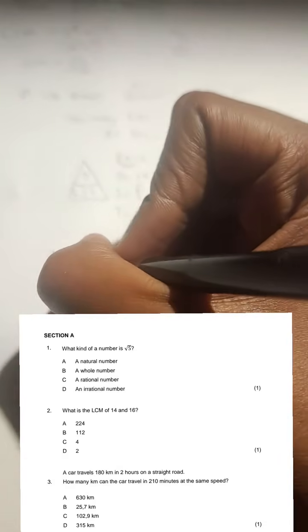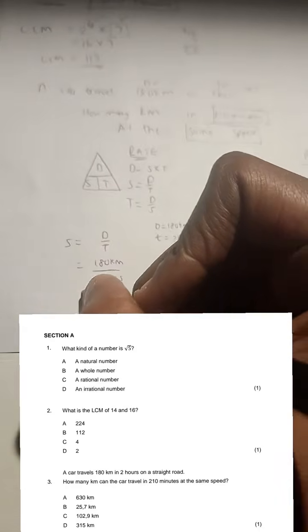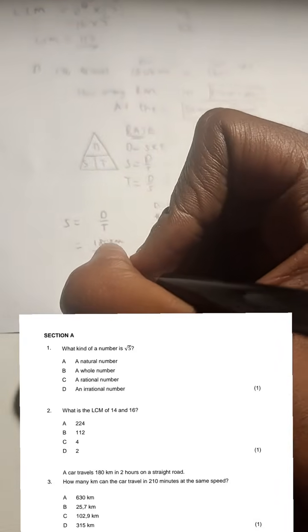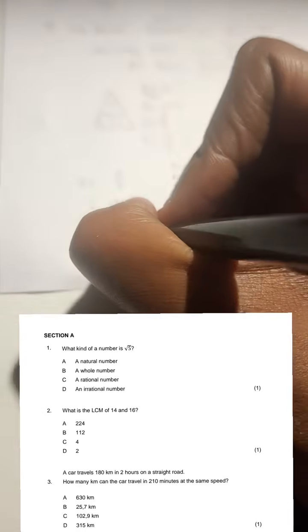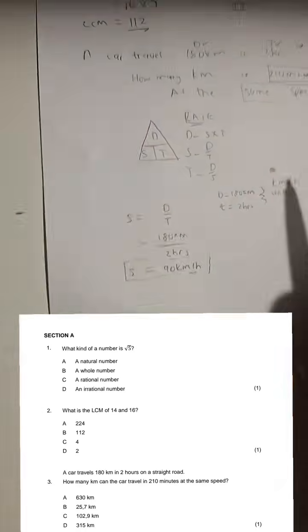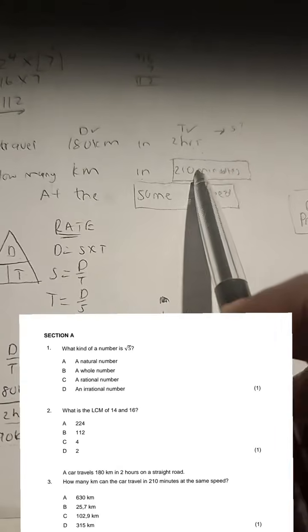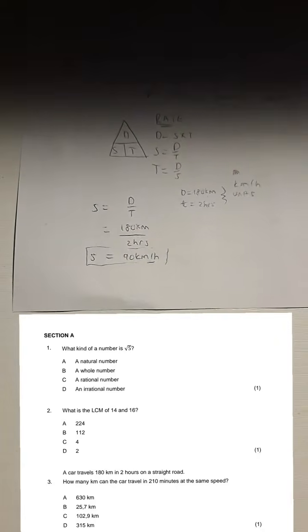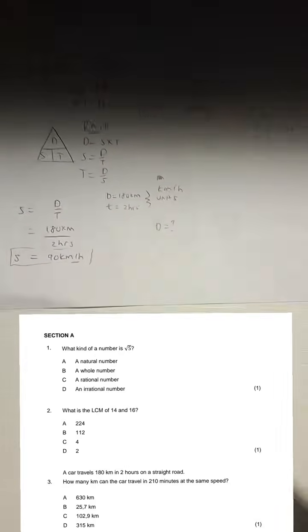So we can go ahead and calculate this. 180 kilometers divided by 2 hours. What does that give us? For speed of the car, 180 divided by 2, we know that is 90 kilometers per what? Per hour. Okay, that's our speed. Then we take the speed, because it is the same speed, and it says how many kilometers in 210 minutes. What does that mean? It means we now need to calculate distance.